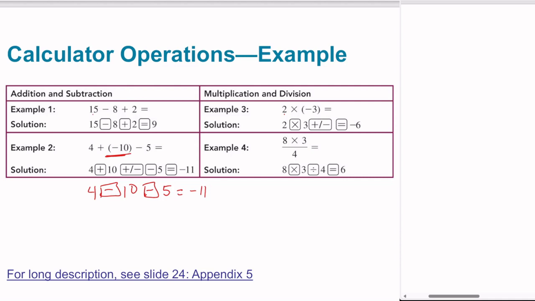Next, we have 8 times 3 divided by 4. It doesn't really matter the order of these operations. We enter 8, times button, then 3, then the divided button, then the 4, then the equals button, and we get 6.